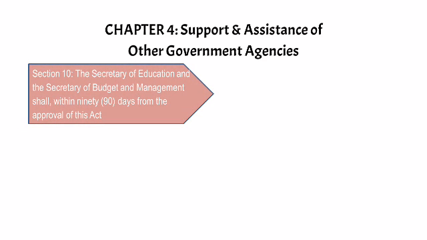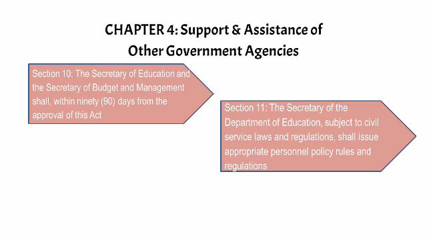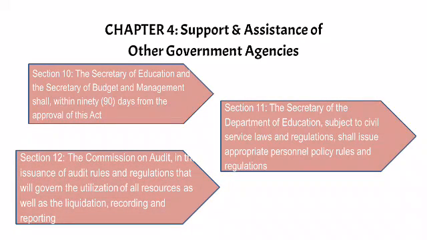Chapter 4, Support and Assistance of Other Government Agencies. We have in Section 10, the Secretary of Education and the Secretary of Budget and Management shall, within 90 days from approval of this Act. Section 11, the Secretary of the Department of Education, subject to civil service laws and regulations, shall issue appropriate personnel policy, rules, and regulations. Section 12, the Commission on Audit, in the issuance of audit rules and regulations that will govern the utilization of all resources as well as the liquidation, recording, and reporting.